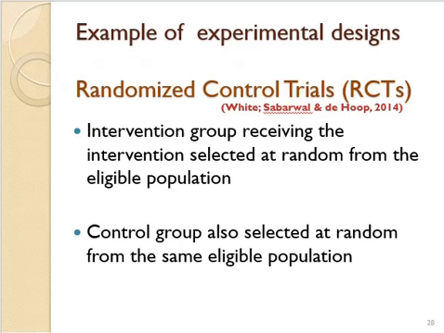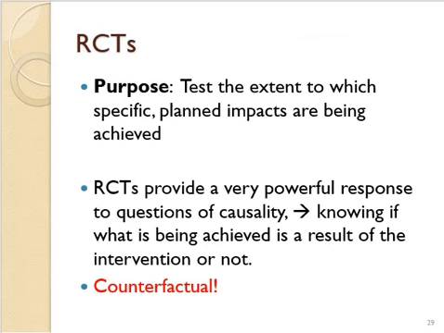So one common example of experimental design is randomized control trials. Like I said, I won't get into details of this, but I've provided some reading materials. You can get in touch with those materials and get familiar with this. You will also have more information when you have a whole module regarding impact evaluation. So in randomized control trials, you have the intervention group that receives the intervention or benefits from your project, and then you have the control group, which is also selected at random from the same eligible population. And the purpose is to test the extent to which specific planned impacts are being achieved.